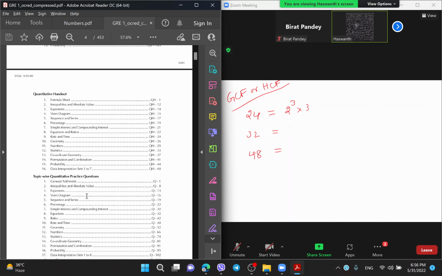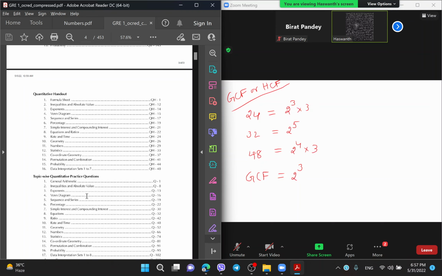32 can be written as 2 power 5. 48 can be written as 16 into 3. First prime factorize these numbers. Then to find the greatest common factor, take that value which is common in each and every term. The common value present in each and every term is 2 cube. So we say the greatest common factor of 24, 32, and 48 is 2 cube, which is 8.